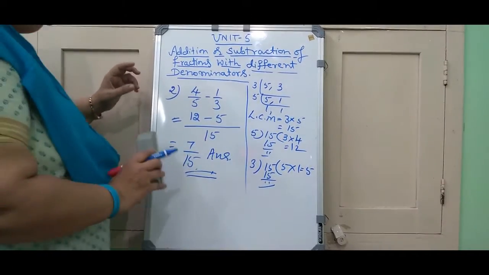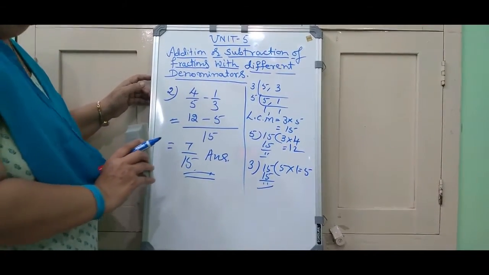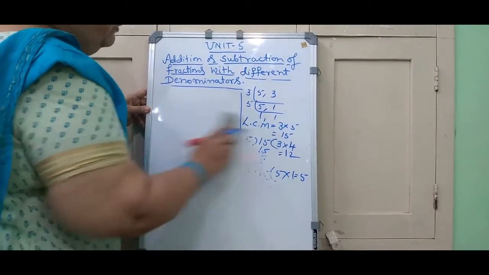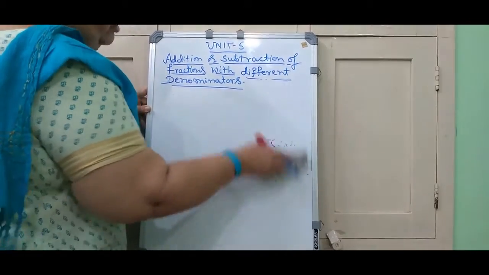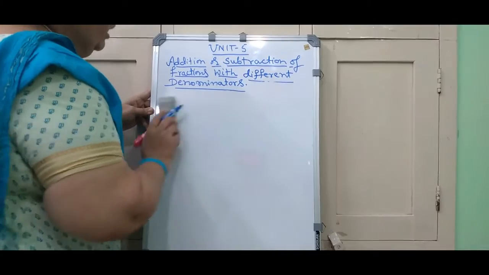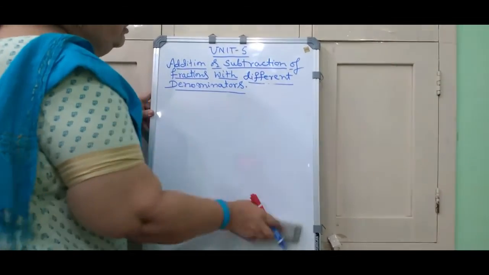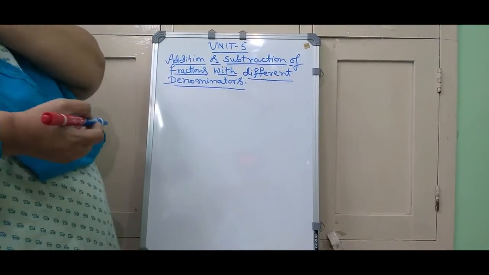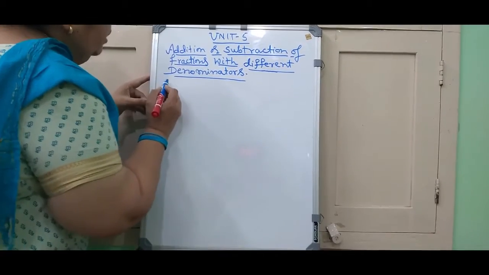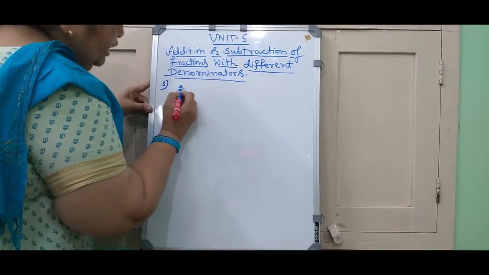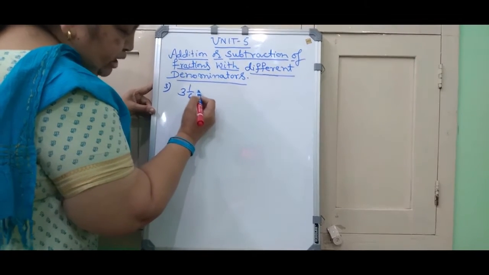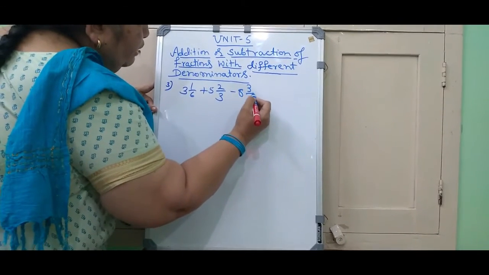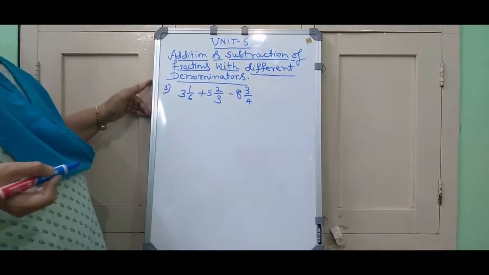And now let me consider one more, a third example for you. Let me write the third example. The example consists of both addition and subtraction. Here once again I will tell you, whether you are doing addition or subtraction, please be careful of the signs in between, whether it is a plus sign or a minus sign. Now let us consider this third example: 3 1 by 6 plus 5 2 by 3 minus 8 3 by 4. This is 8 3 by 4.